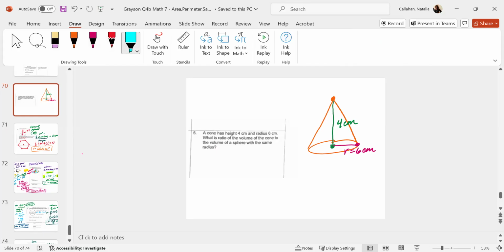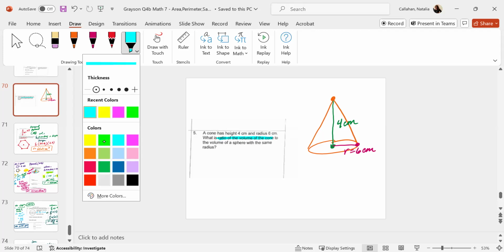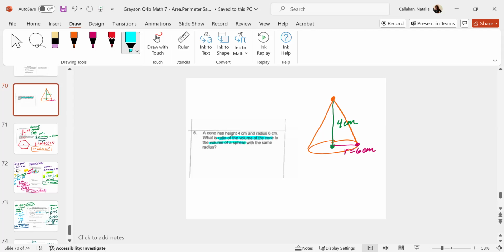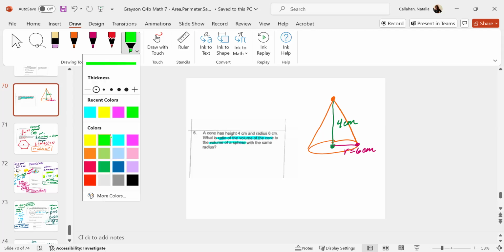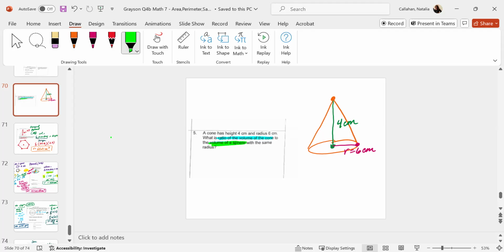Okay, so you're gonna do this, right? It asks you for the ratio of the volume of the cone, that's the first part in blue, to the volume of the sphere, the second part in green, correct? So this is what we need to set up. The ratio is going to be the volume of the cone to the volume of a sphere, correct?